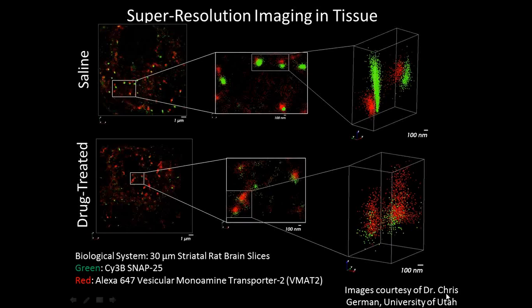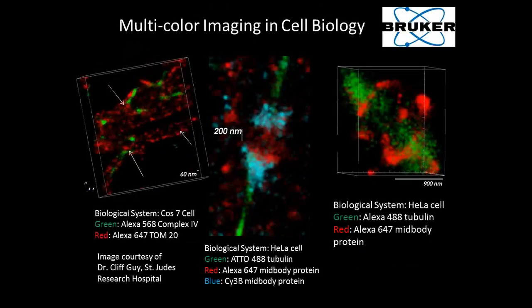Here, Dr. Chris German from the University of Utah was interested in looking at the differences in these dopamine transporter and SNAP25 structures, with and without drug treatment, in an addiction model that he has been using for a while. And of course, the most common application would be cell biology, looking at nuclear structures or mitochondria. This is mitochondria, looking at Alexa 568 complex IV and Alexa 647 TOM20 in red, which are inner and outer mitochondrial proteins.